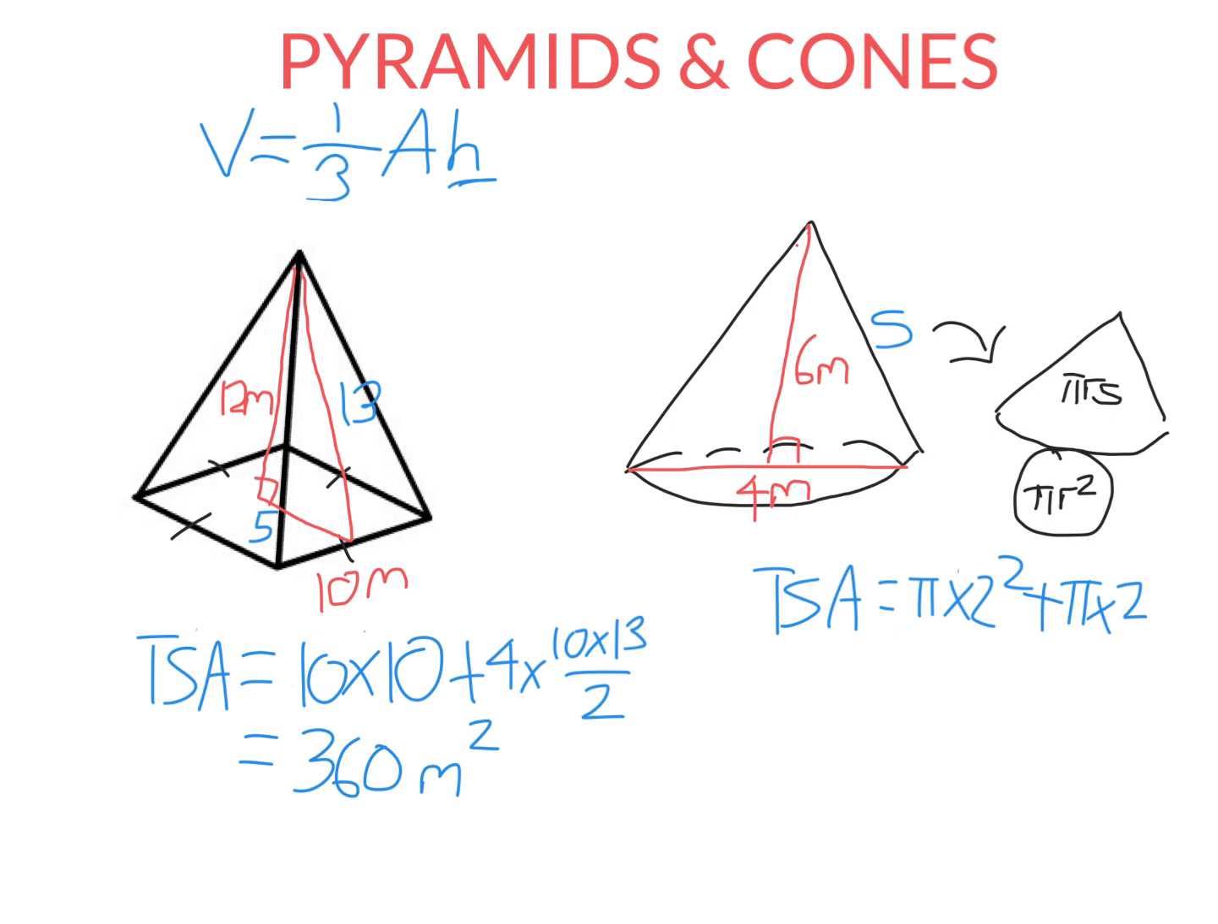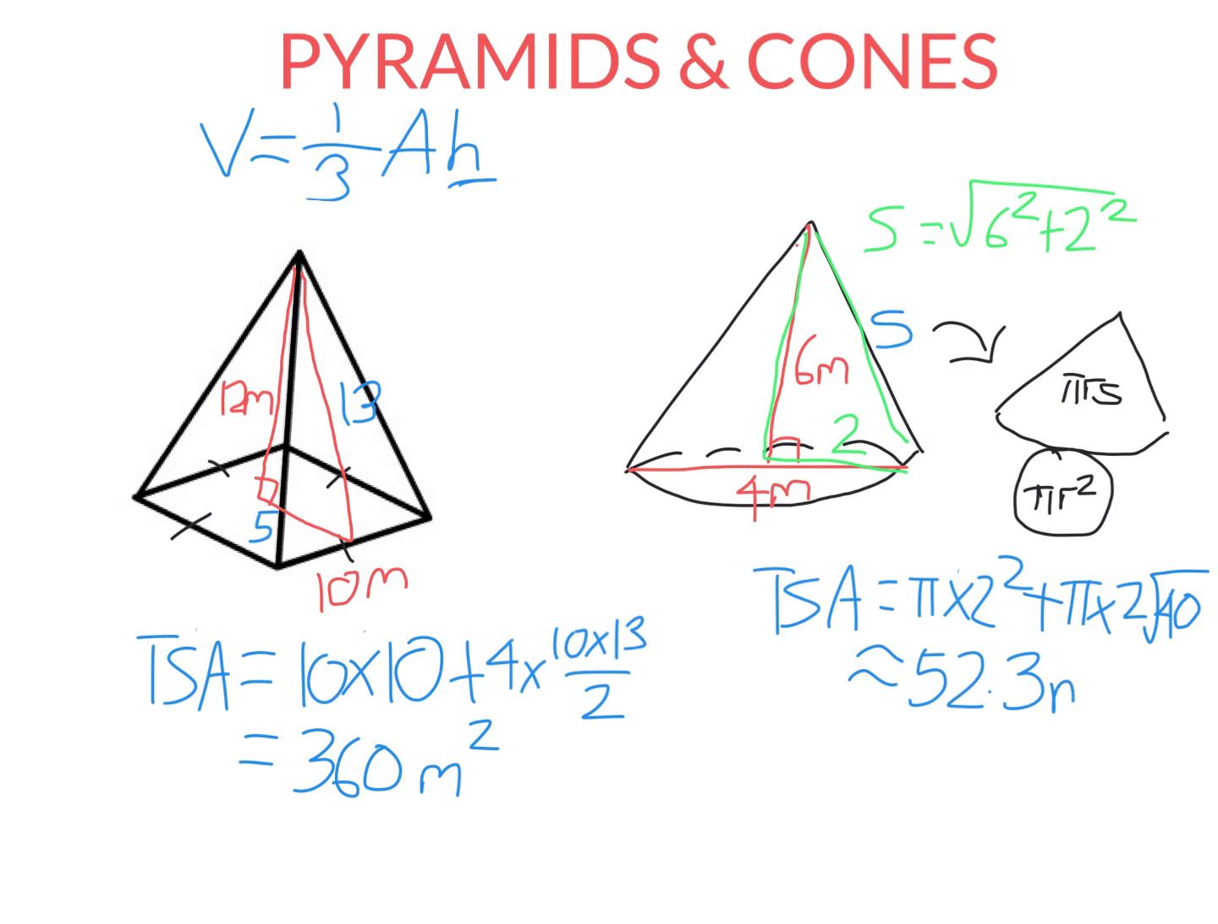So you don't need the slant height to find the volume, but you absolutely do need it to find the surface area. So once again, we need to use Pythagoras in order to find out what it is. So we have 6. This length here will be 2. The radius is always half the diameter. So s will be the square root of 6 squared plus 2 squared. Now that actually equals the square root of 40. So in my calculation, I'm going to use square root of 40 because that's exact. I'm not going to round this because then my next calculation will be a bit inaccurate. So putting that all on the calculator, we get that it is about 52.3 meters squared.